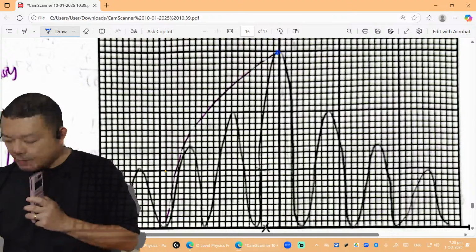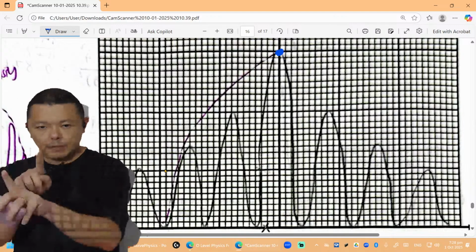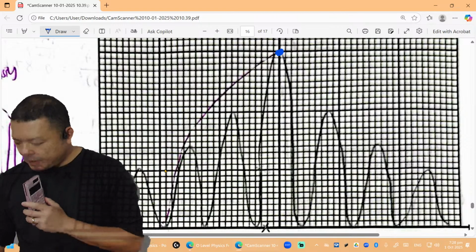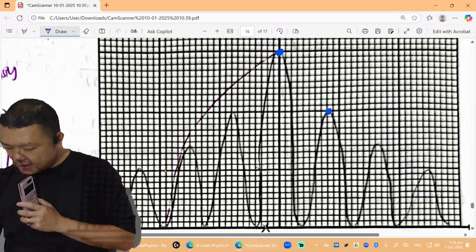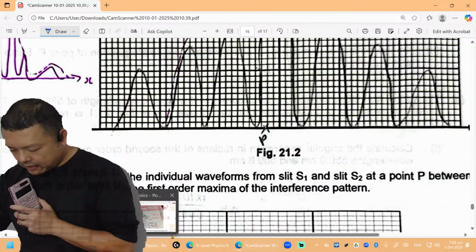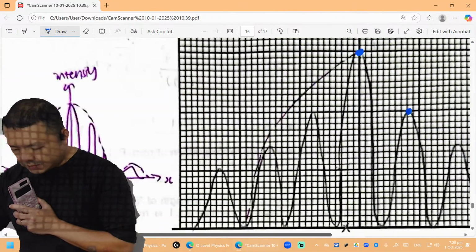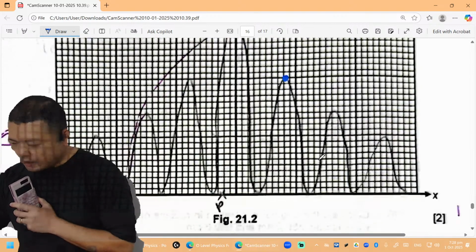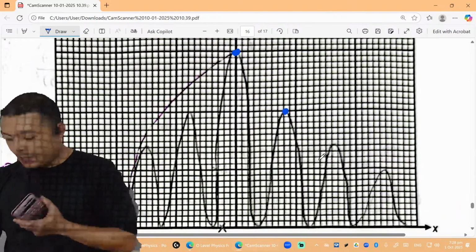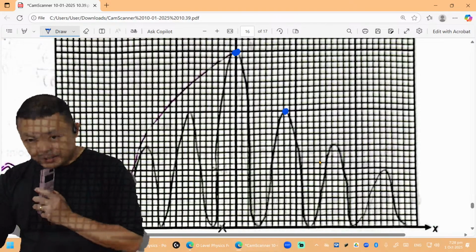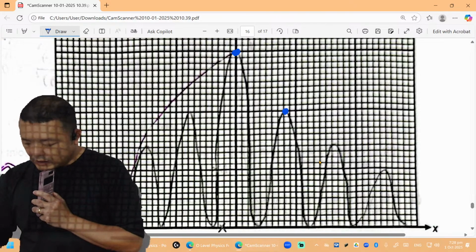Okay, so right in the middle is when the two waves perfectly overlap, right? And point P, and then this is the next. I think it's because of the way we draw it. Whatever it is, that's the next time that they completely overlap. So at this point is when they are out of phase.